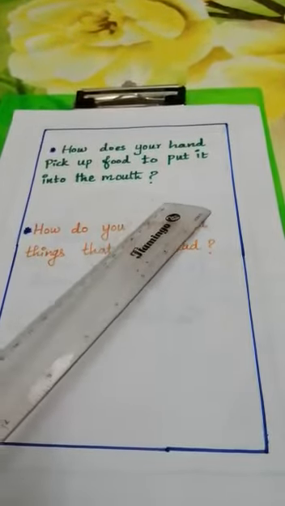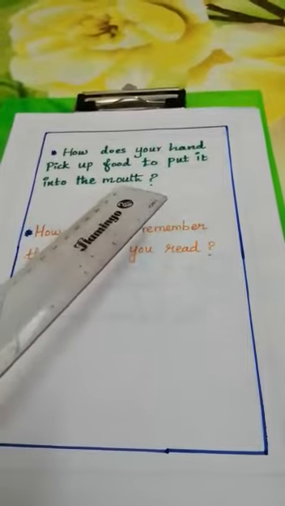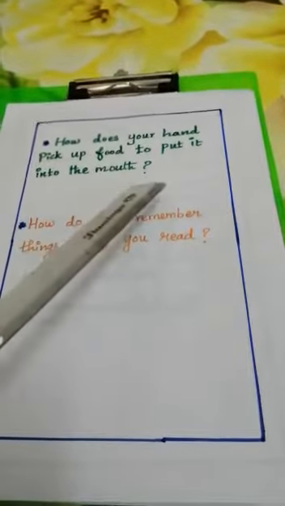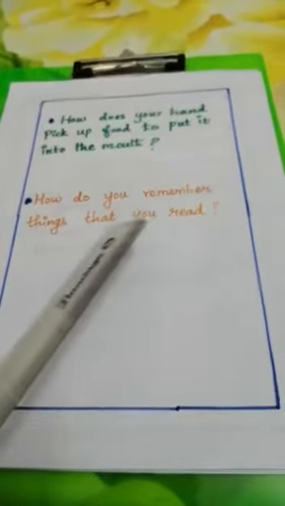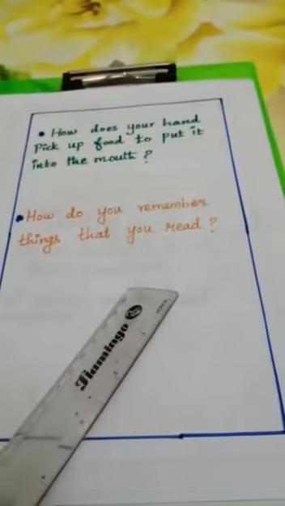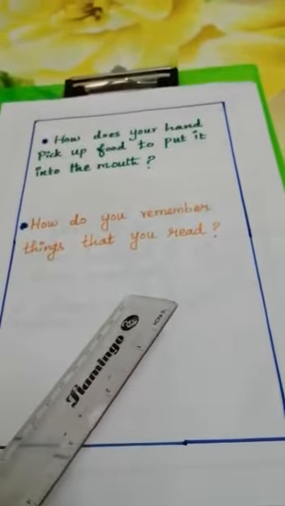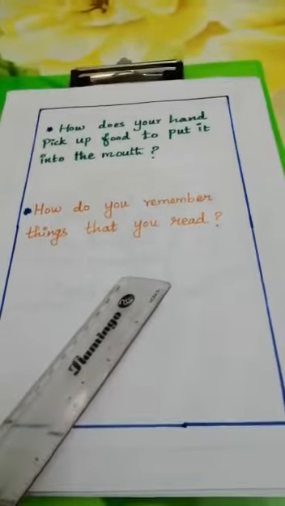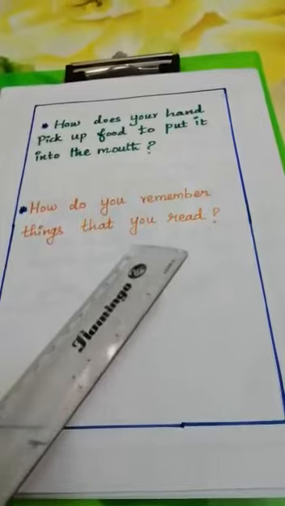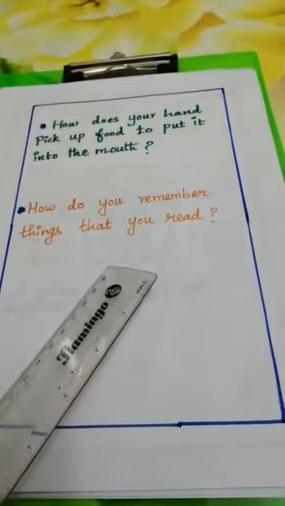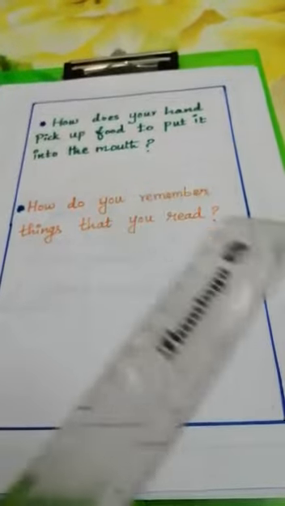Okay, I will tell you. Our brain controls and coordinates the functions of the body. Next, how do you remember things that you read? Brain stores all the information. It controls working of the sense organs and all the other organs. It also helps us learn and remember things. Next, we will see the parts of the brain.